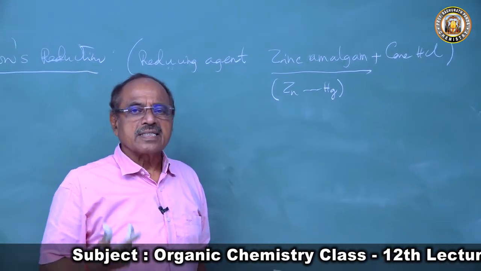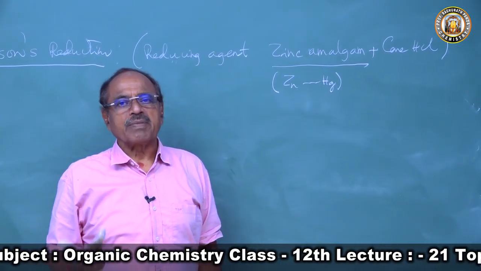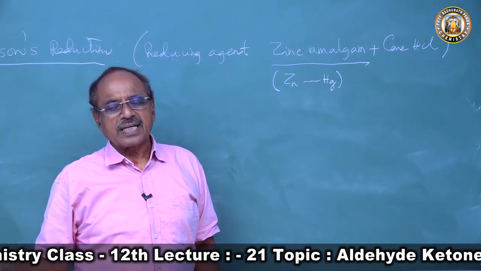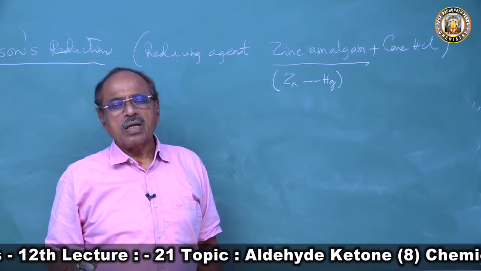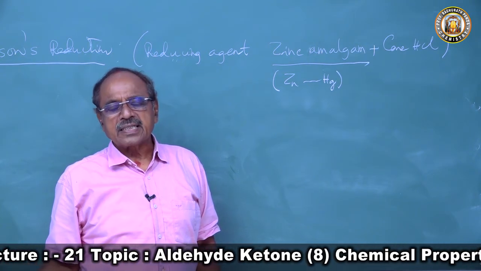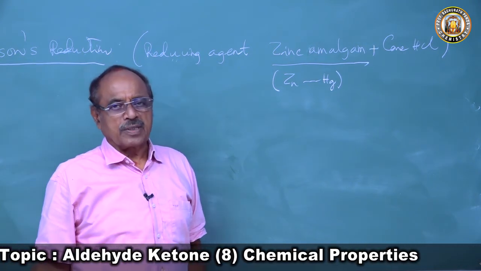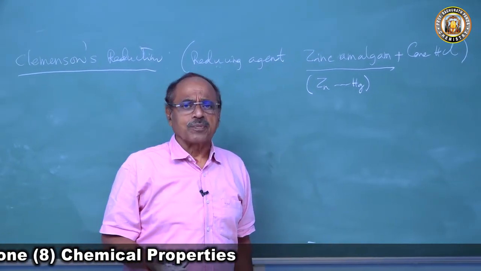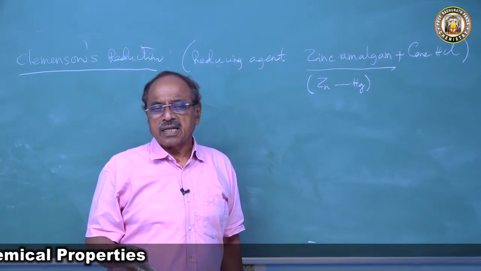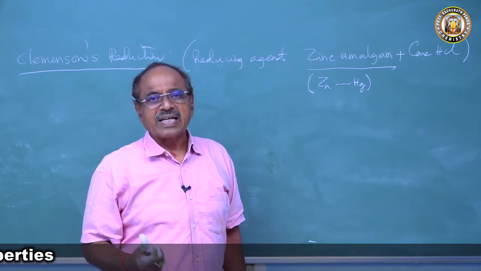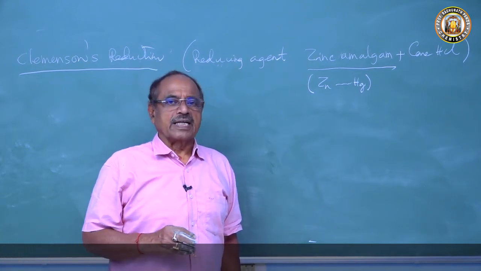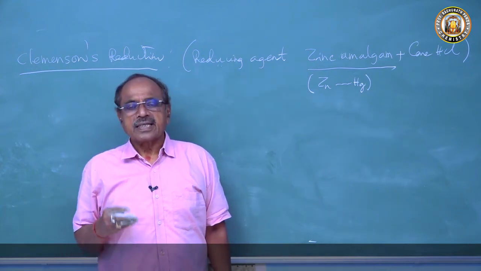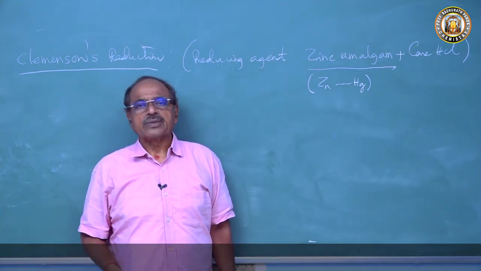What is zinc? Zinc is a highly electropositive metal. It produces nascent hydrogen. It displaces hydrogen from water, from alcohol, from carboxylic acids, and from mineral acids also. But what is the problem with zinc? Zinc is highly electropositive, and when exposed to the atmosphere, it forms zinc oxide. So zinc never remains as zinc; it becomes zinc oxide. Hence, it is amalgamated with mercury.